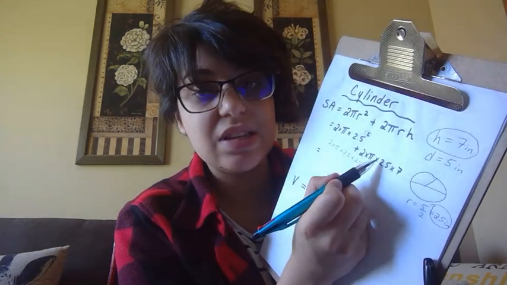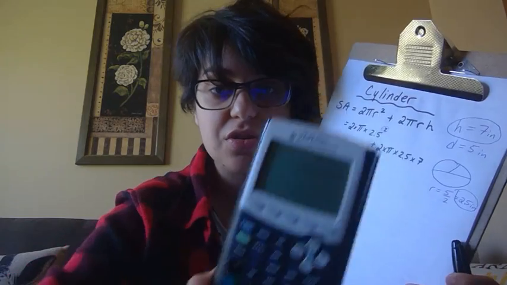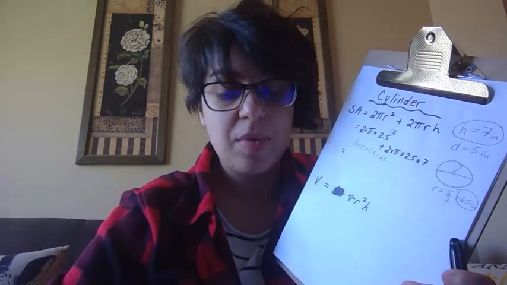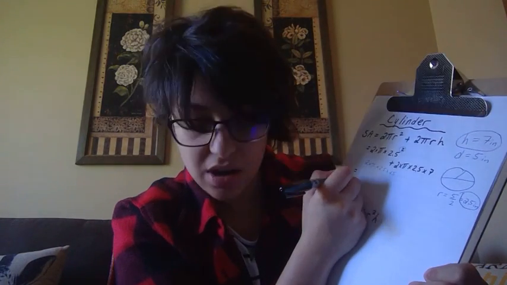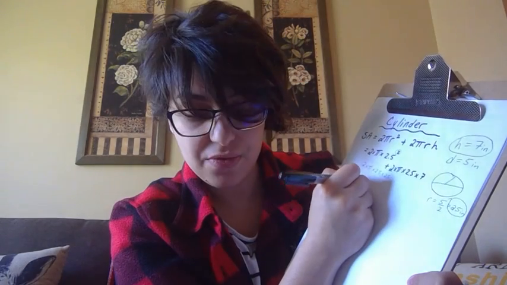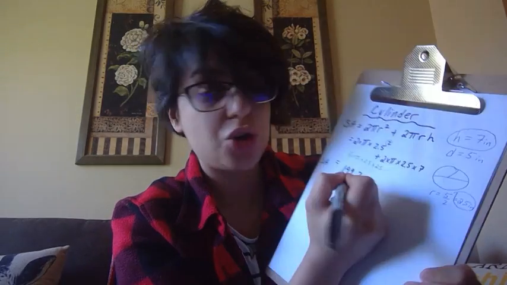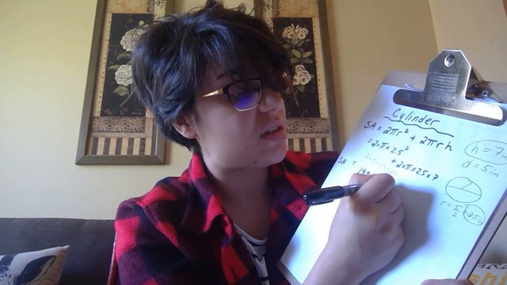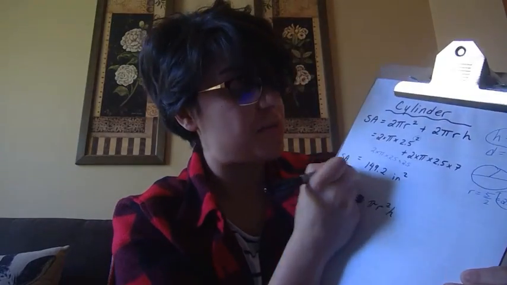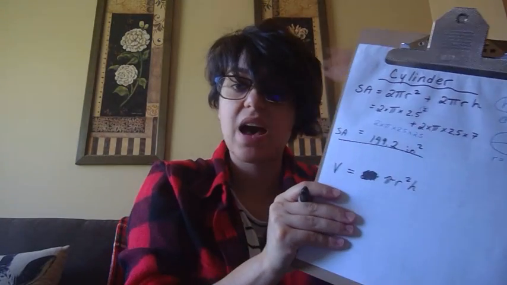So I typed this into my calculator. I'll show you here what it looks like. It's a little bit dark there. But my final answer for the surface area of this jar is 149.2, and my units are inches squared. So that's my answer for my jar of cashews.